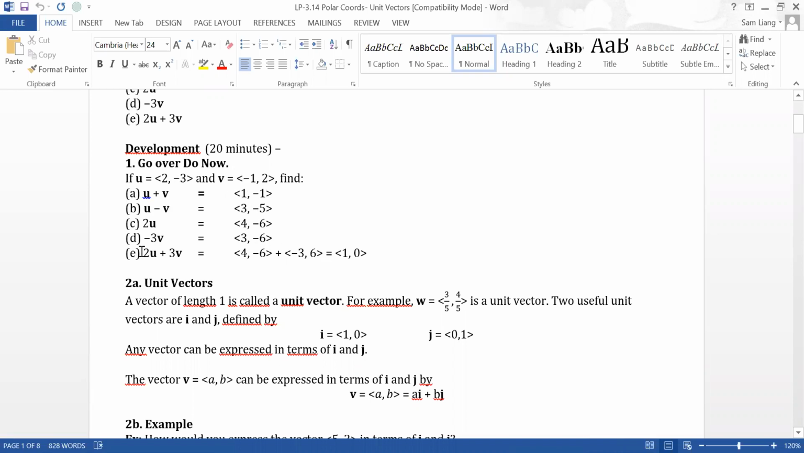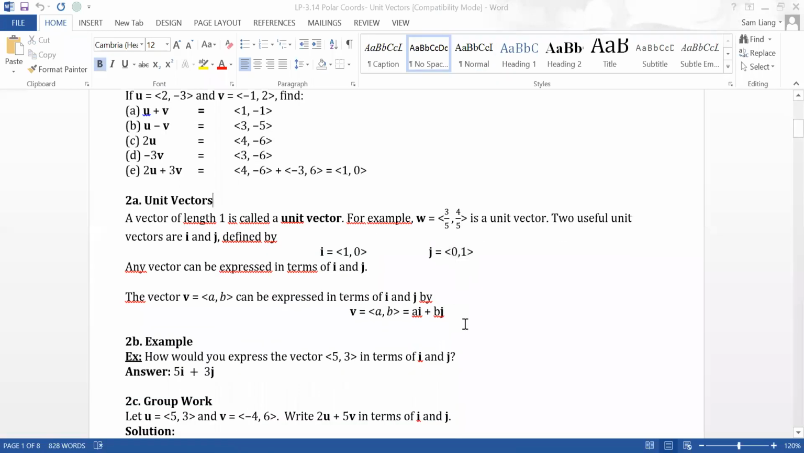E is two steps. We have to do 2u and then -3v separately and then add them. So we have 4, -6, as well as -3, 6, and when you add them, you get 1, 0. As a segue, this last result, 1, 0, is called a unit vector. It's called a unit vector because of its magnitude. If you remember from yesterday, the magnitude of a vector is calculated using the square root of a squared plus b squared. If you do that for this vector, you'll get a quantity of 1. Which brings us to our definition for today.